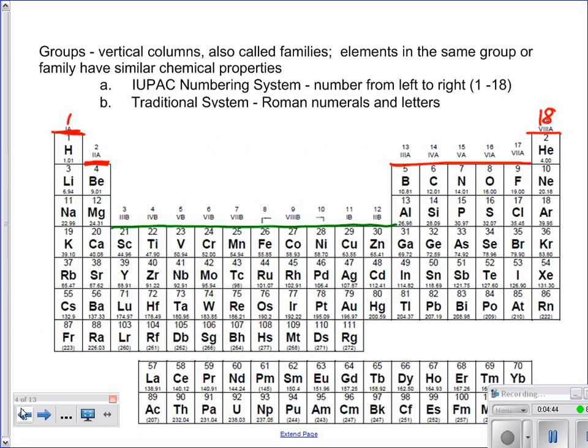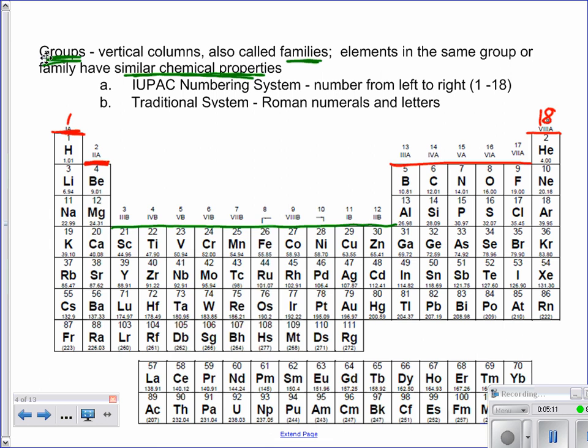Okay, so I think I did not stress this. Let's go back to the fact that we're talking about groups. And these are also known as families. Those names are used interchangeably. And what you should see from this is that elements within the same group or the same family have similar chemical properties. That's huge to understand. That's going to explain in the upcoming units why things behave the way they do.